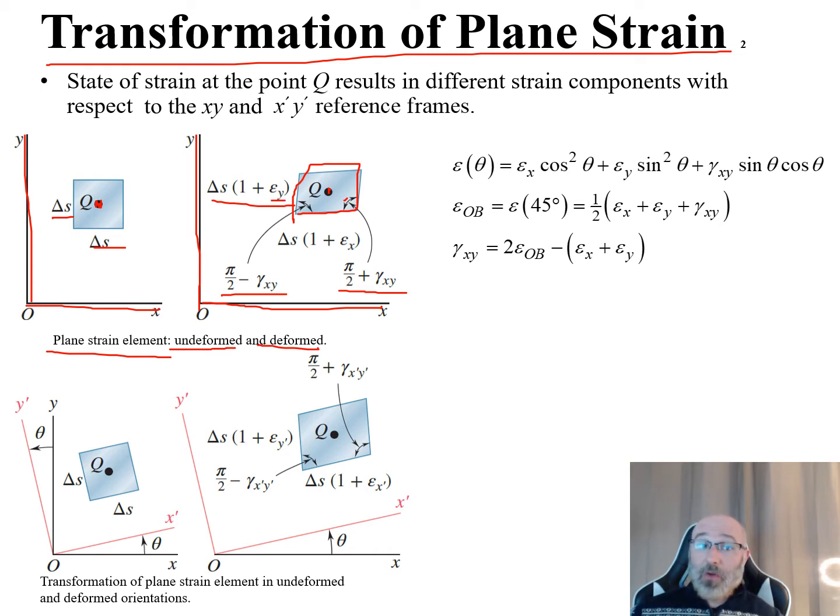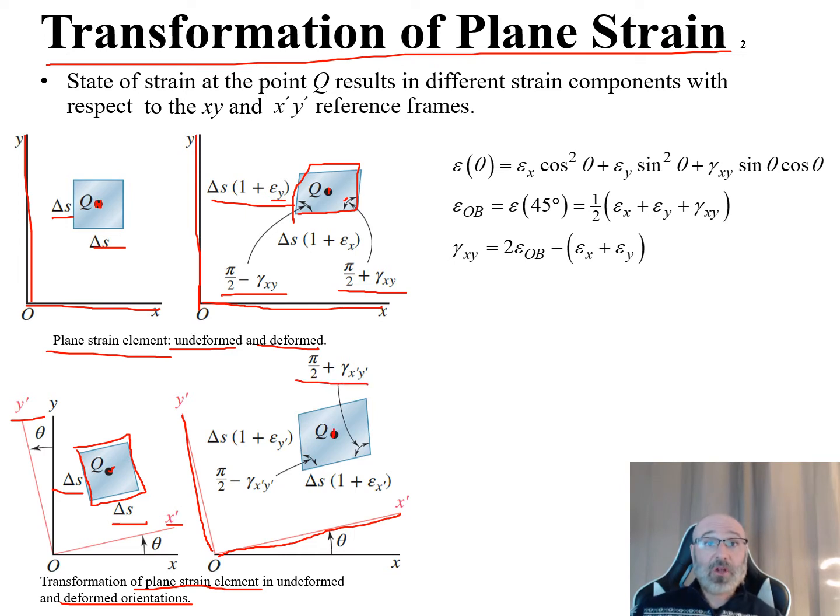And then down below in the diagram, we have the transformation of plane strain element in undeformed and deformed orientation. In undeformed orientation, we can see here's our x prime, y prime. There's our undeformed element, and there's our delta S, and our Q on our element. Now we can come over to the right, and we can see our deformed element on our new axes, our x prime and our y prime axes. And we can again see this is our element. There's a point Q in the center.